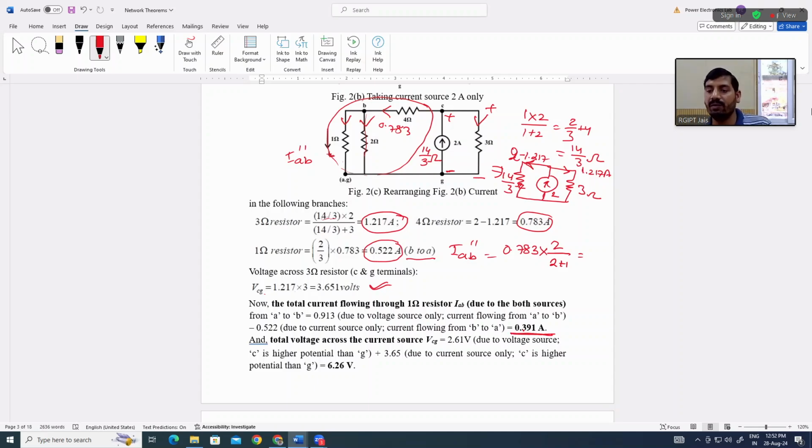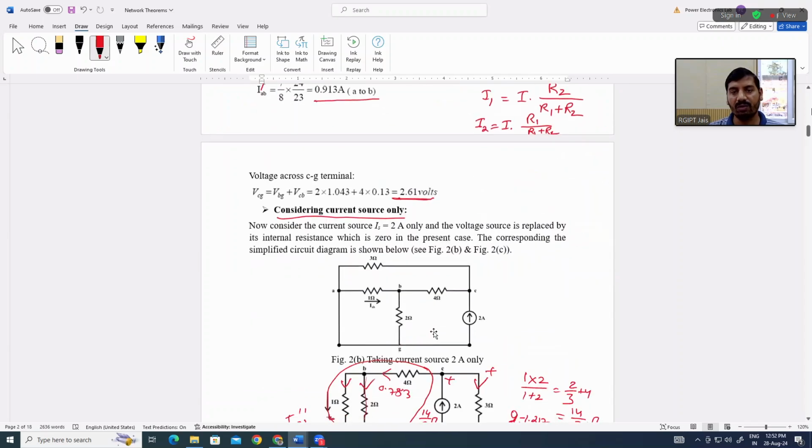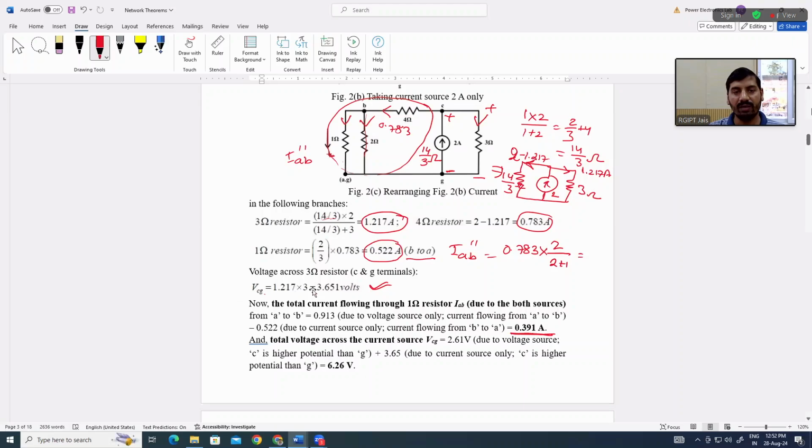Okay, that will be flowing through this branch, IAB in the actual circuit. Okay, now we have to calculate the total voltage across current source VCG. Due to voltage source, we have obtained the value VCG is 2.61 volt. Due to current source, we are obtaining 3.651 volt, and both are positive sign. Okay, so that's why they will be added. So 2.61 volt plus 3.65 volt will be 6.26 volt. That will be ultimately your answer.